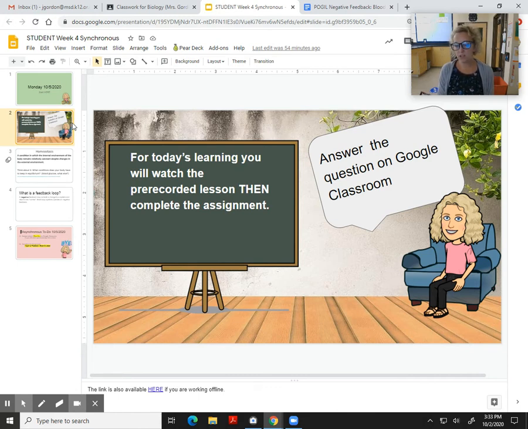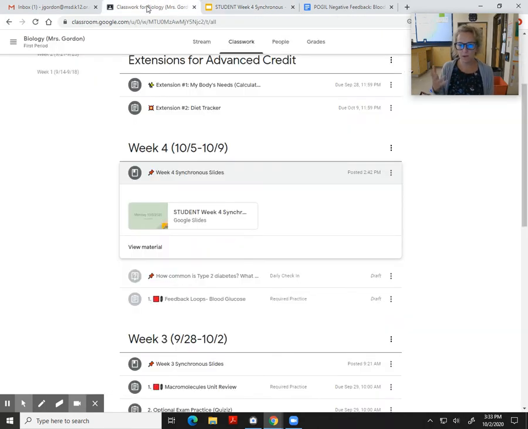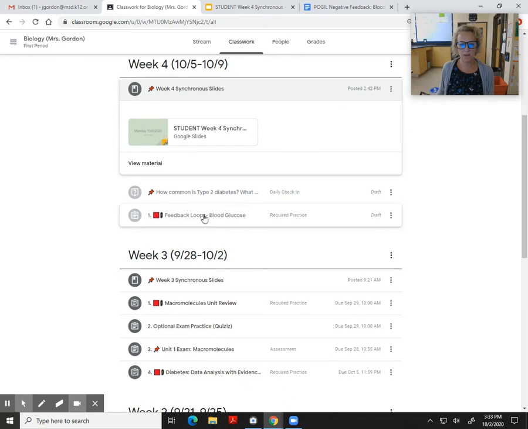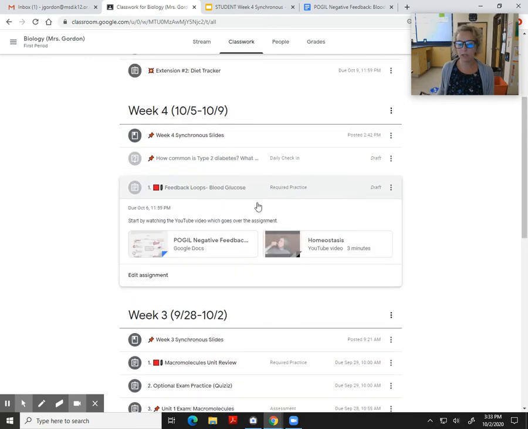After you answer that question on Google Classroom, the next step is to start looking at the resources on today's assignment post. I'm going to be doing a brief lecture about homeostasis and about the activity, and then the remaining activity pieces will be located right here where it says feedback loops, blood glucose. That's your required practice for today.